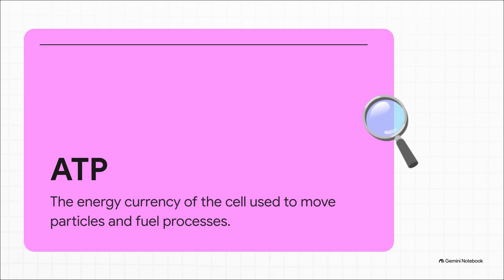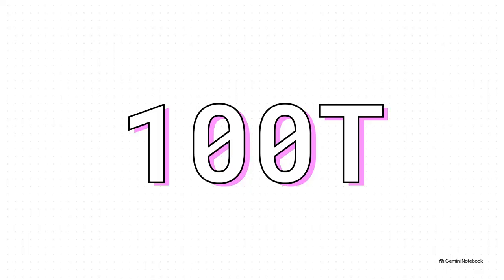And when a cell breaks those bonds, snap, it releases the exact perfect burst of energy needed to move particles around, build tissues, and just keep all your cellular machinery humming along. Okay, I want you to think about this number for a second. 100 trillion. That is the estimated number of microscopic cells operating inside your body right at this very moment. Just let that sink in.